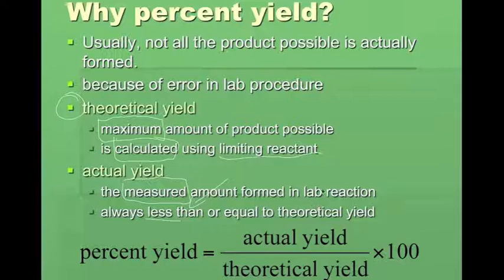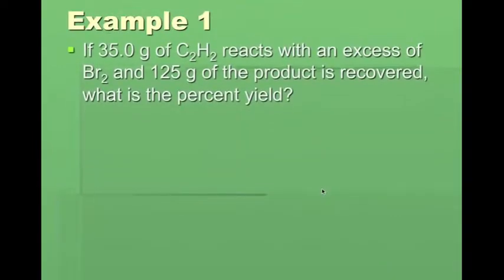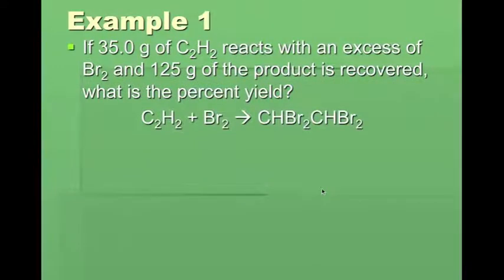Okay, so let's look at an example question and how we're going to work it out. It says: if 35.0 grams of C2H2 reacts with an excess of Br2 and 125 grams of the product is recovered, what is the percent yield? First, we're going to box what we're dealing with. We're dealing with grams of C2H2 and 125 grams of our product, which is recovered. And it wants to know the percent yield.